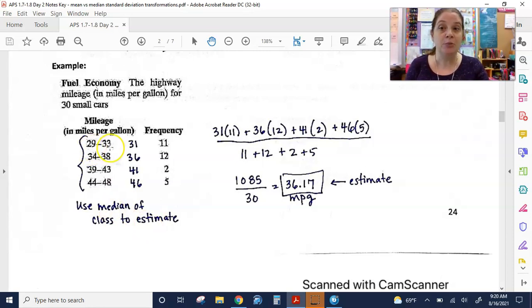So I do 29 plus 33 divided by 2 and get 31. And I say, I've got 11 numbers that are on average about 31. Okay, so find that median of the class to use as your estimate. You'll see 11 and 12 and 2 and 5.